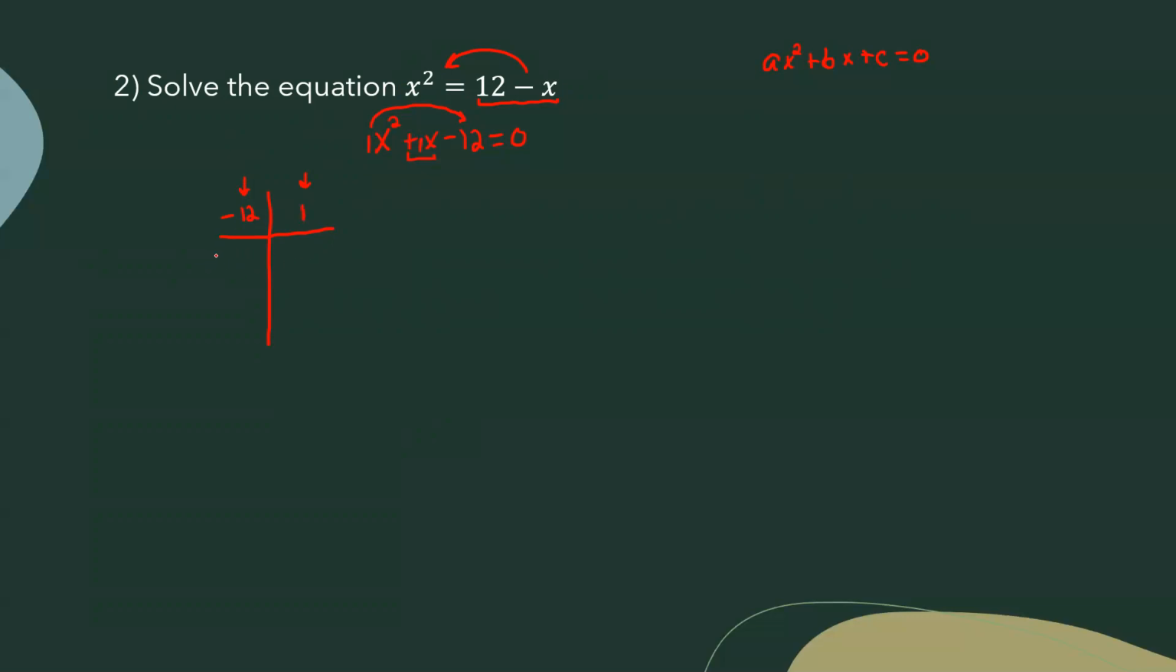What times what equals negative 12? Well, let's try negative 6 times 2. That equals negative 12. What about negative 6 plus 2? We're going to put a little check mark there. That does not equal 1. So these conditions don't work.